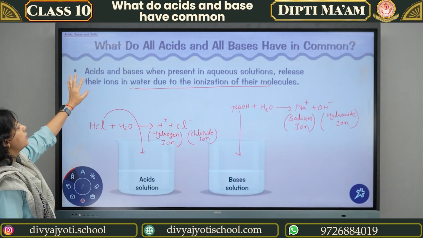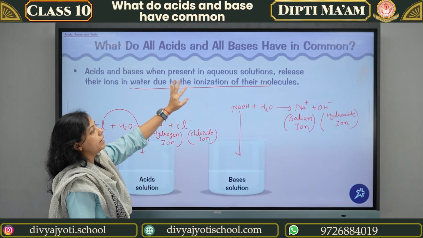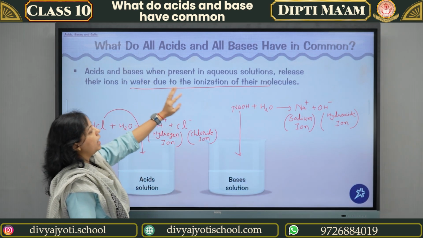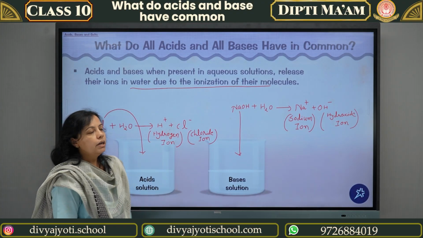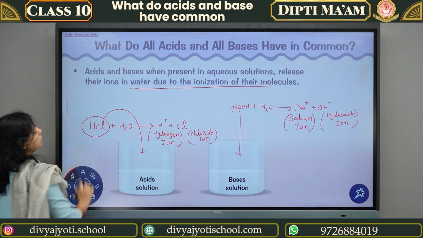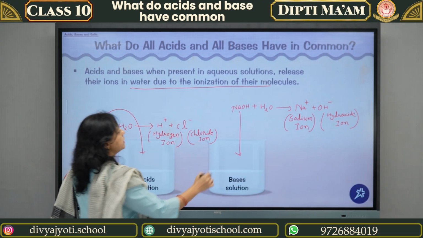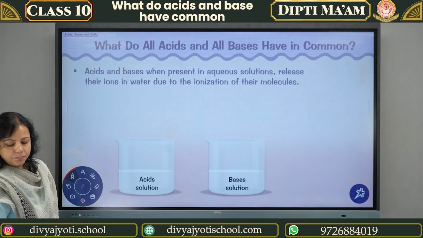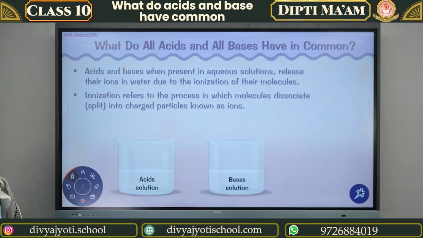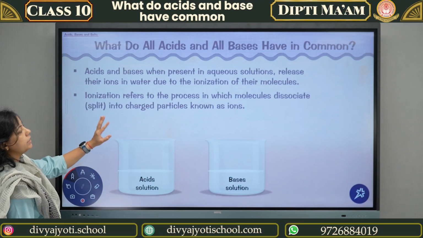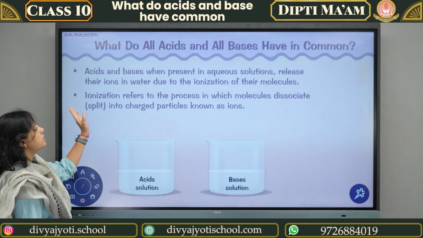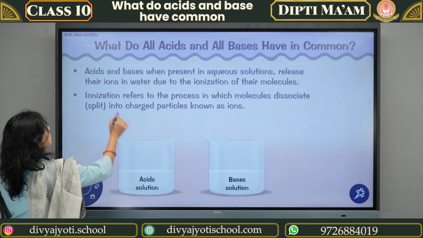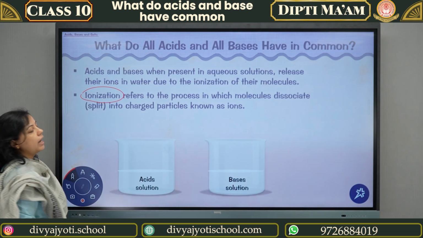So here we can see that the acid and base present in the aqueous solution release their ions in water. It is due to the ionization of their molecules. Here you can see the ionization of the HCl molecule, and here the ionization of the NaOH molecule. So let's see here. Ionization refers to the process in which molecules dissociate, that means they split into charged particles known as ions.